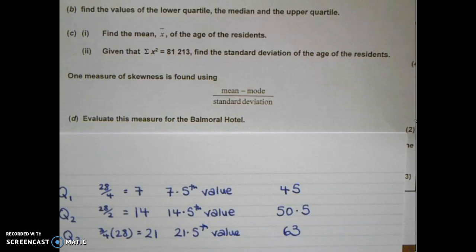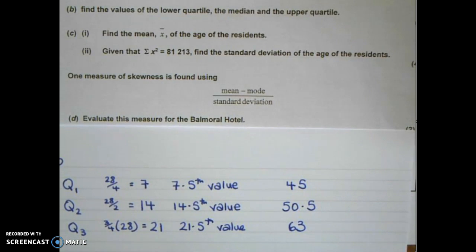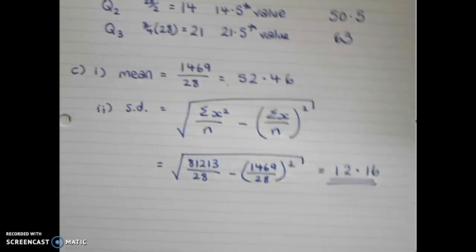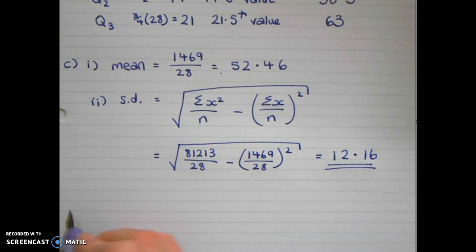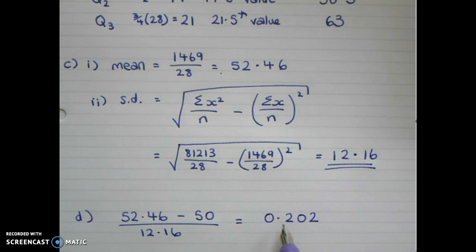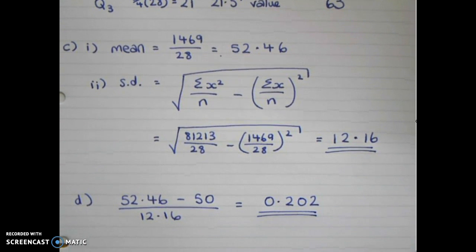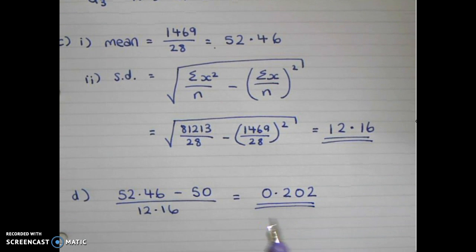Part D then says, find the measure of skewness divided by standard deviation. We've got all of those values. So for part D, I'm just doing the mode of 50 divided by the standard deviation, which gives an answer of 0.20 to 2 sig fig. So it's a slight positive skew. It doesn't ask you about that, it just says work it out.